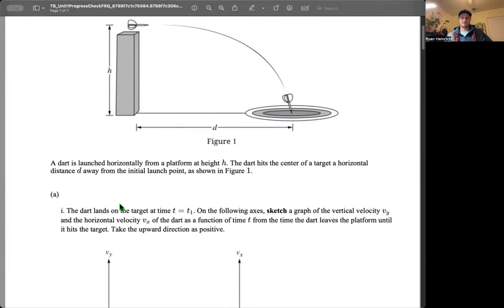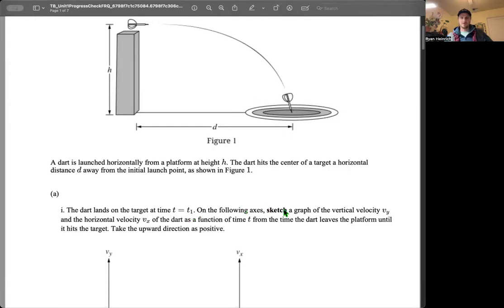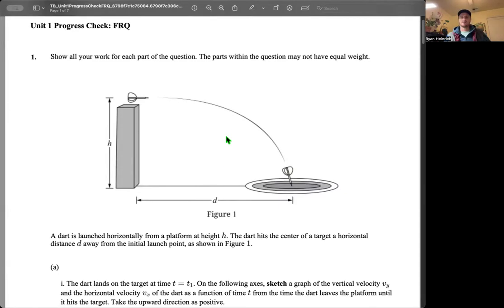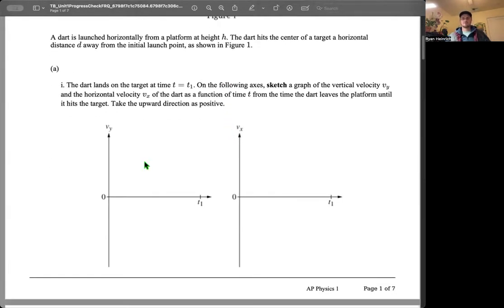So what do they want from us? The dart lands on its target at time t1. They want us to sketch what's happening with the velocity in both the y and the x-axis as a function of time. Now, if you look at the dart in any one of these intermediate positions, you know that it's at a diagonal. So that diagonal velocity it has is made up of both x velocity and y velocity simultaneously. Looking at their graphs, they want us to sketch them out. We don't need to provide actual values, we just need to show the rough sketch.